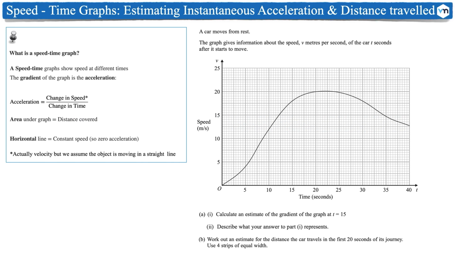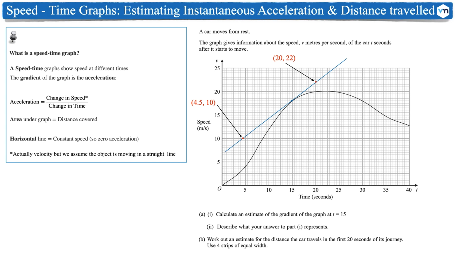In this example, we're told a car moves from rest, and the graph gives information about the speed, v meters per second, of the car t seconds after it starts to move. Now, in part A, part 1, we need to calculate an estimate of the gradient of the graph at t equals 15. So I've drawn a blue line which is tangential to the curve at t equals 15, and I've chosen two suitable points on the blue line, and I'm going to use these to work out the gradient of the blue line and therefore an estimate of the gradient of the graph when time is 15 seconds.